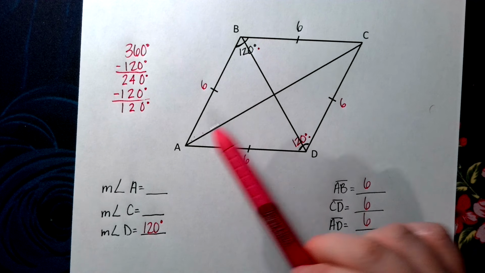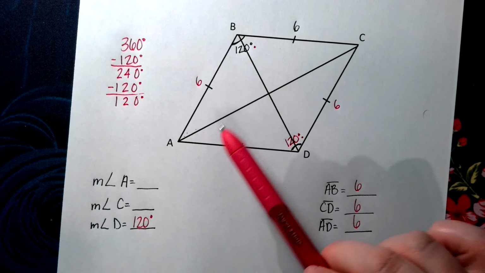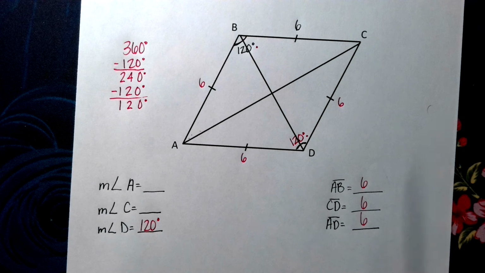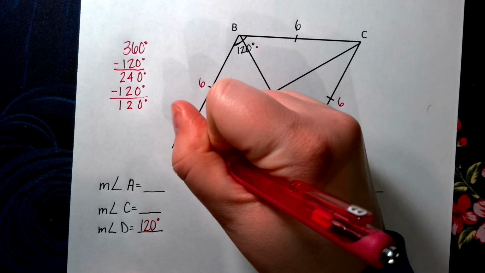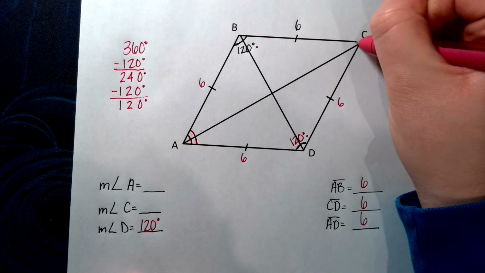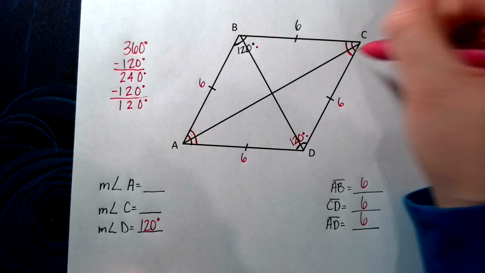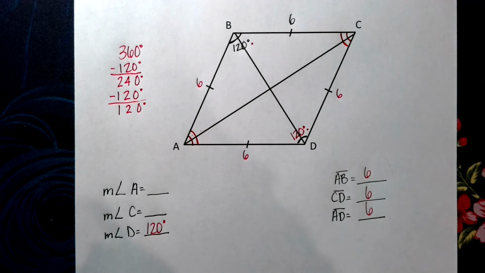They're opposite from each other. What does that mean about opposite angles on a rhombus? They are congruent. They're the exact same. So A and C are going to be the exact same.